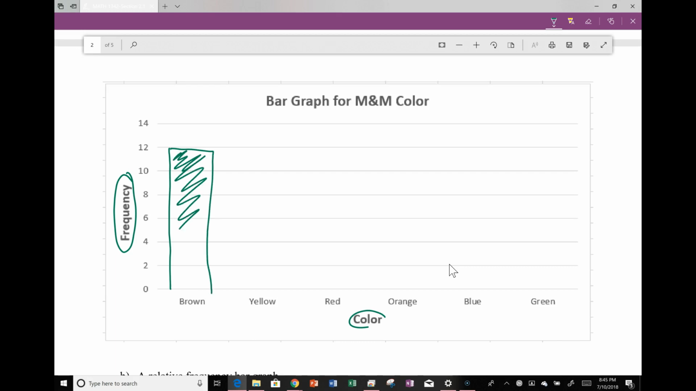Now you'll notice I'm not an artist, so I have a little bit of trouble. If I was doing this on a computer or for an actual presentation, I would be very precise and have nice, neat bars. Thankfully, this is not an art class. Okay, so for yellow, I had 10.